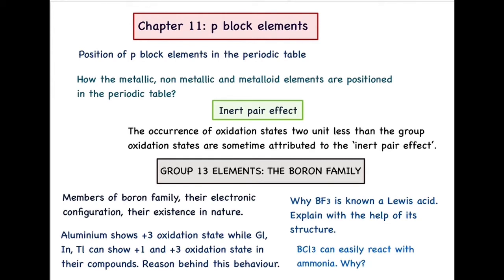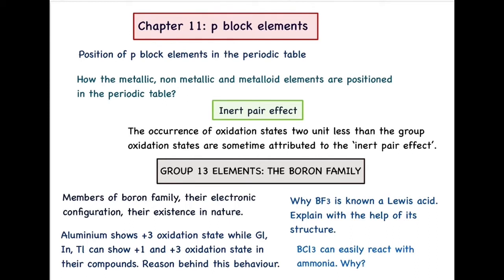Group 13 elements, the boron family. We should know the members of the boron family, their electronic configuration and their existence in nature. Aluminium shows +3 oxidation state, while gallium, indium and thallium can show +1 and +3 oxidation states in their compounds. You should be able to give the reason behind the different oxidation states shown by these elements.